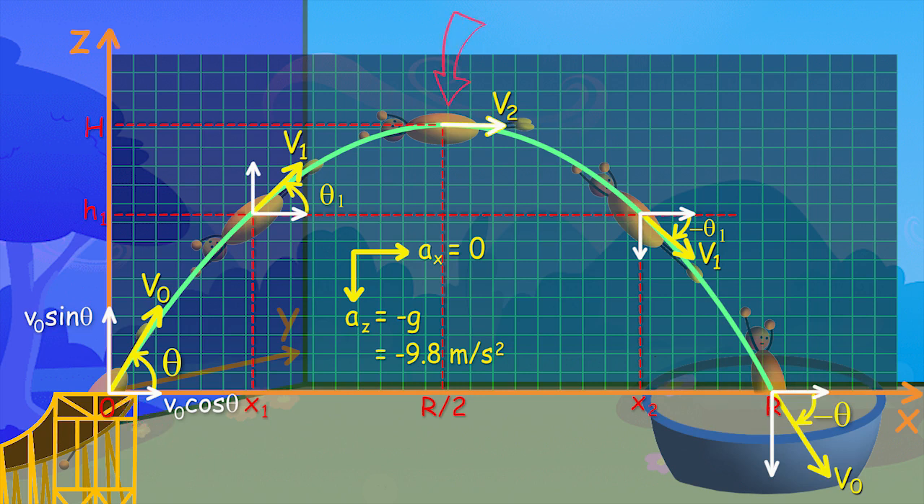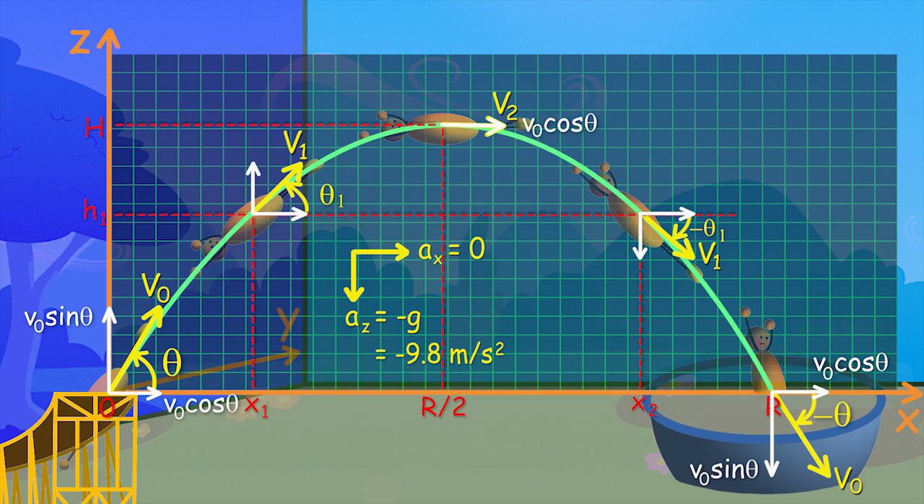At x equal to R by 2, t equal to T by 2, and z equal to H, that is, at the position where the x coordinate is half of the range, the time is half of the time of flight, and the z coordinate is the maximum height, the x component of his velocity is again v0 cos theta, and the z component of his velocity is 0. And finally, at x equal to R, t equal to T, and z equal to 0, the x component of his velocity is v0 cos theta, and the z component of his velocity is v0 sin theta, with its direction along the minus z axis.